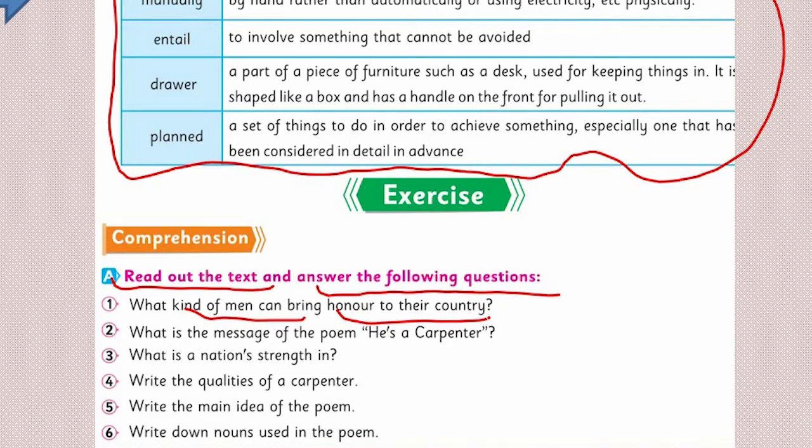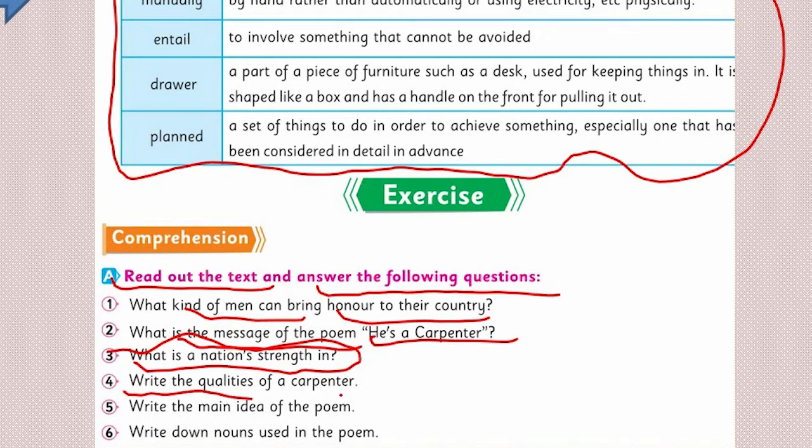In the end, I summarize the poem for you. What is the message of the poem? He's a carpenter. You can find the message of the poem in the theme also. What is a nation's strength in? Yes, this is also from your poem, and you can find the answer of this question in its theme.